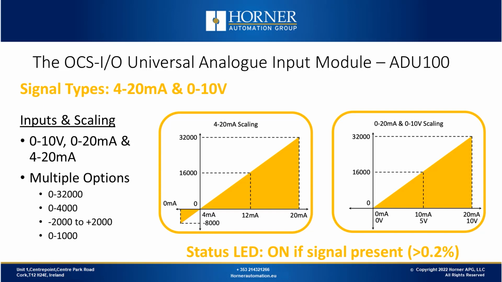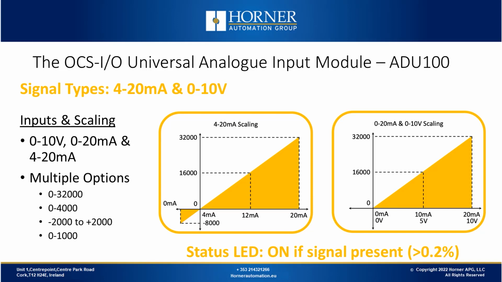So we can get high resolution by selecting the 4 to 20 milliamp range, but still detect values below 4 milliamps. Now, if you choose 0 to 10 volts or 0 to 20 milliamps, you don't get the same resolution, but you can detect all the way down to 0 with a reading of 0 counts correlating to 0 milliamps or 0 volts, and a reading of 32,000 counts representing 20 milliamps or 10 volts.